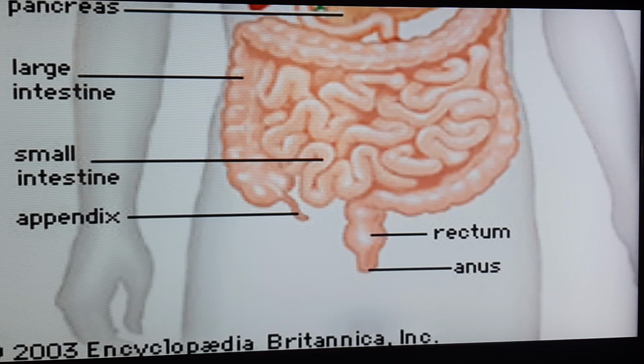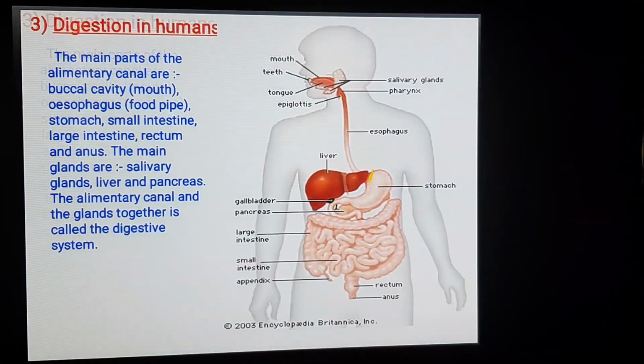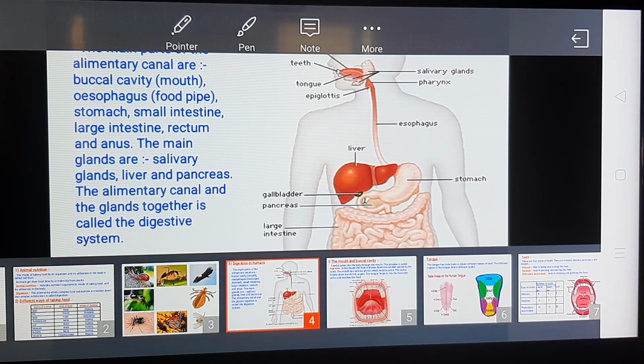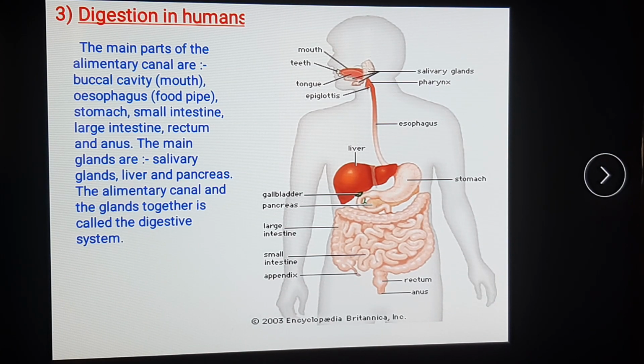Together it forms the digestive system, the alimentary canal as well as the glands. Here you can see the pancreas and gallbladder. Below the liver here is the gallbladder. So this is the diagram of the digestive system, where you can understand what the alimentary canal parts are and what the different types of glands are.